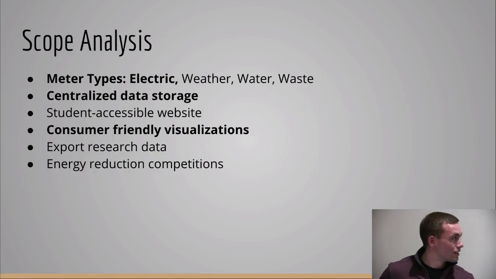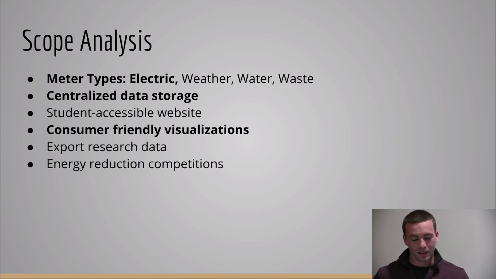So, scope analysis. If you ignore the bolding, that's everything that was on the table for this project. And then the bold is what we determined along with our sponsor as acceptable criteria for this semester. So for meter types, we did electricity, both kilowatt hours and kilowatts, basically demand and usage. And then weather, waste, and water will be subsequent iterations.